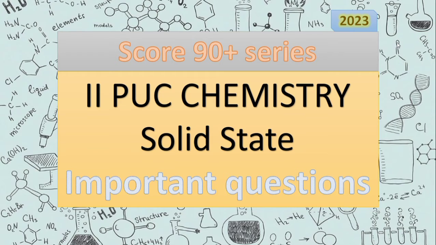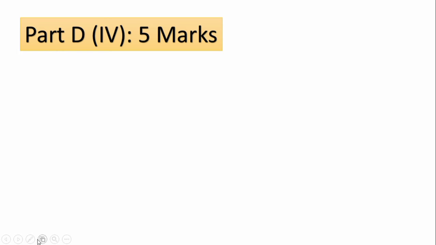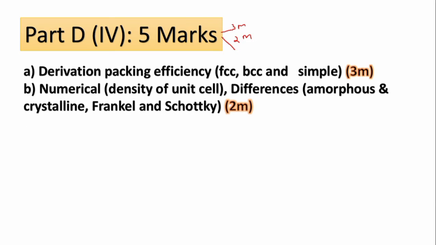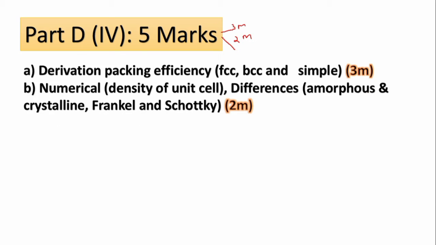So without wasting much time, we'll go for 5 marks. When it comes to the 5 marks question, there is part A and part B. Part A carries 3 marks. Part B carries 2 marks. Totally we get 5 marks. In this lesson, very few topics are important. You can easily score 8 marks for the overall chapter, and 5 marks you can definitely score.